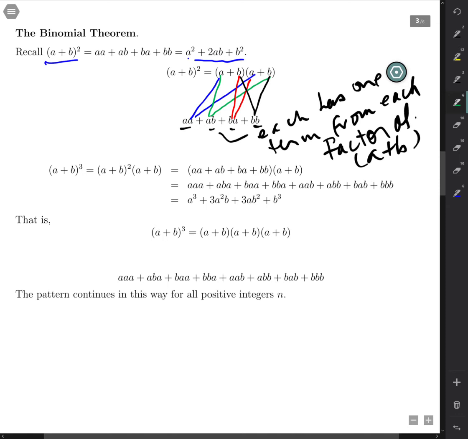If you cube it, then it's the square times the first power of a plus b. So above we have the square, and then if you take that times a plus b, then the first one would be aa times a, so that's aaa, and then I will take ab times a, and that's aba. Then we have baa, then it'd be bba, and now we'll multiply them all by b.